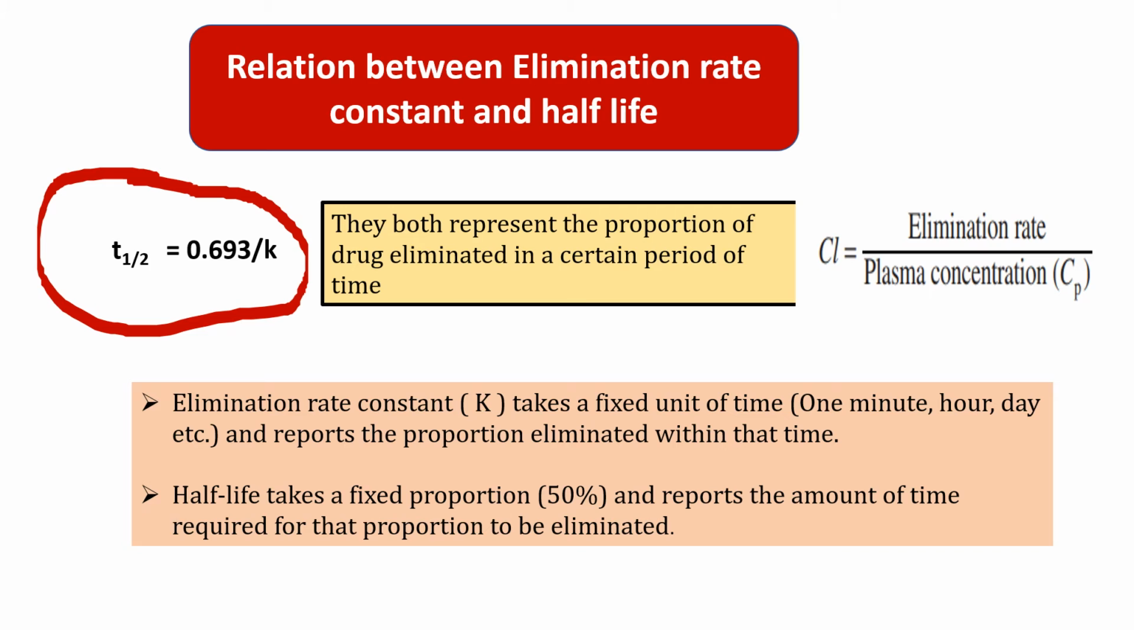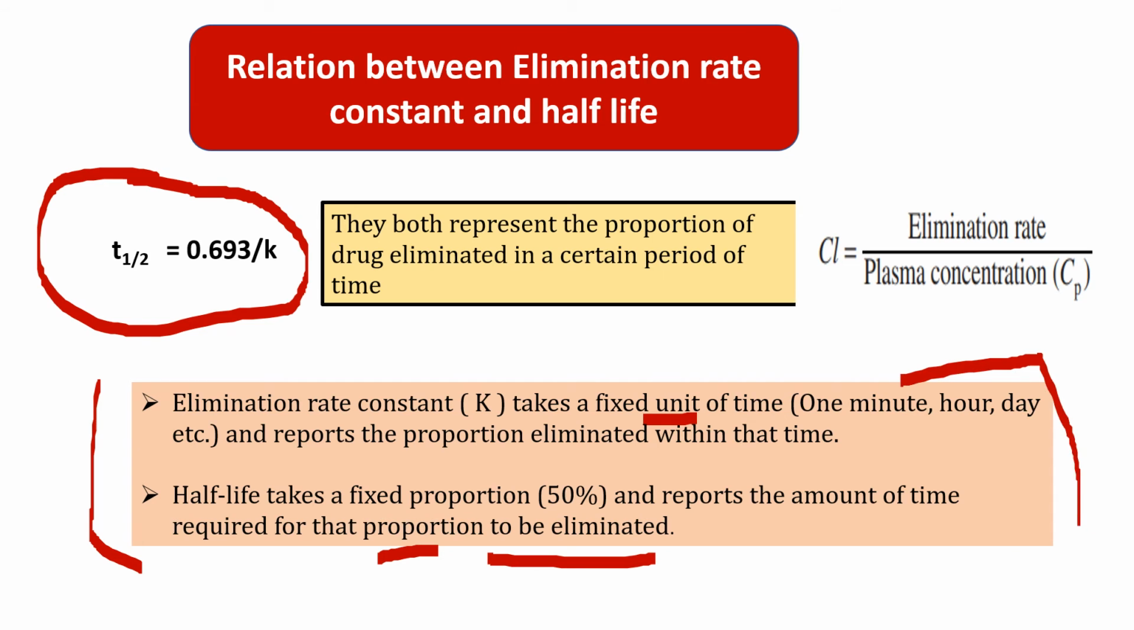And if you ask me what exactly the difference is, here you can see it. Elimination rate constant takes a fixed unit of time and reports the proportion eliminated within that time. And half-life takes a fixed proportion, that is 50%, and reports the amount of time required for that proportion to be eliminated. So it is a little bit confusing. You can just pause this slide and try to understand what exactly it means between the elimination rate constant and the half-life.